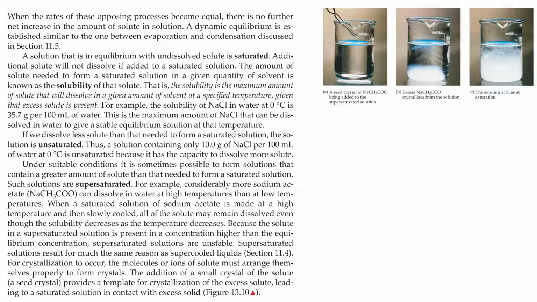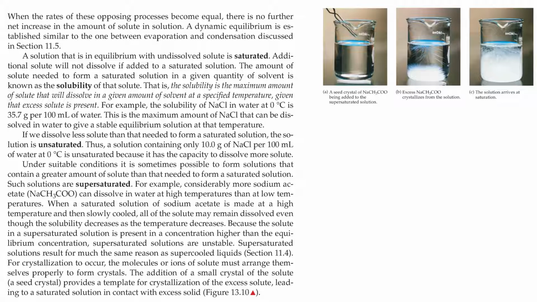For example, the solubility of sodium chloride in water at 0 degrees Celsius is 35.7 grams per 100 milliliters of water. This is the maximum amount of sodium chloride that can be dissolved in water to give a stable equilibrium solution at that temperature. If we dissolve less solute than that needed to form a saturated solution, the solution is unsaturated. Thus, a solution containing only 10 grams of sodium chloride per 100 milliliters of water at 0 degrees Celsius is unsaturated because it has the capacity to dissolve more solute.